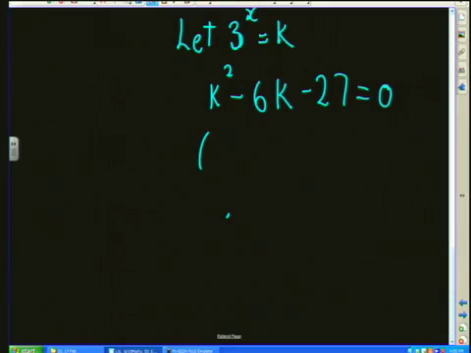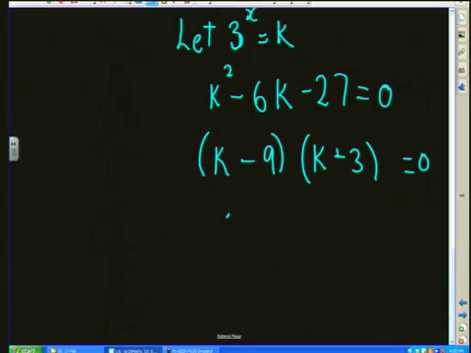I've got a nice, neat quadratic expression that I can factorize. And my factors are going to be k and k. Factors of 27, 9, and 3. We need a minus 9 and a plus 3. So therefore, I'm going to get k is equal to 9, or k is equal to negative 3. How did I get that? That's from your quadratic equation where you let each bracket equal to 0.